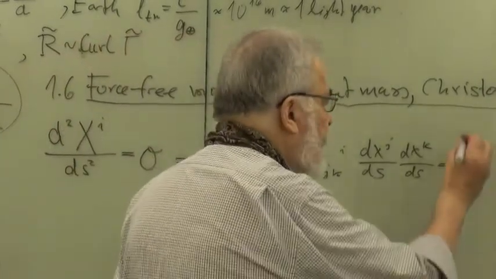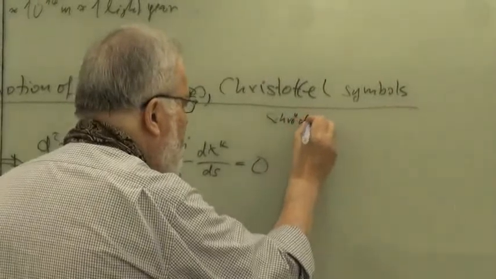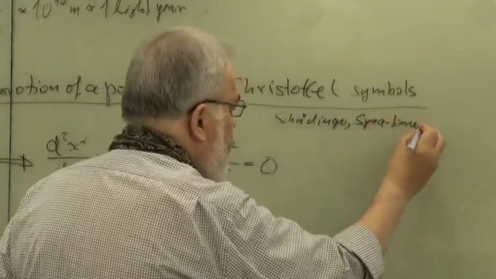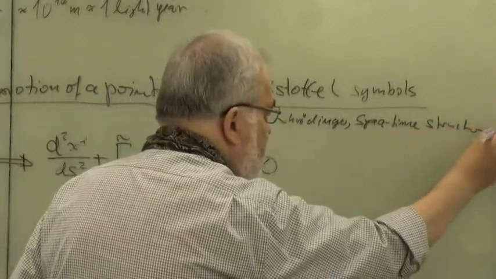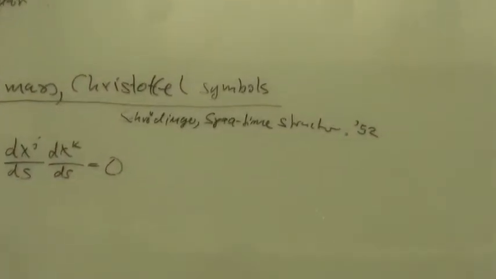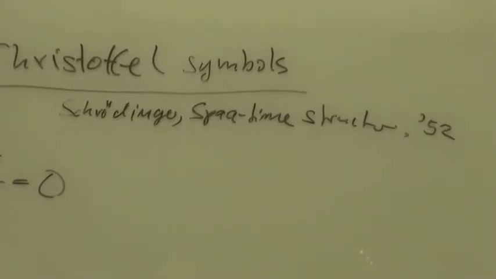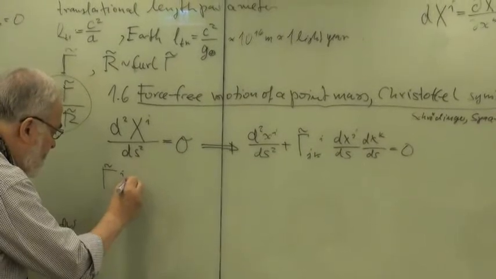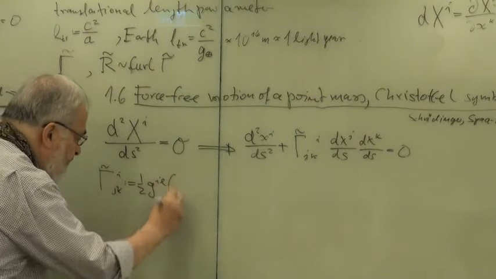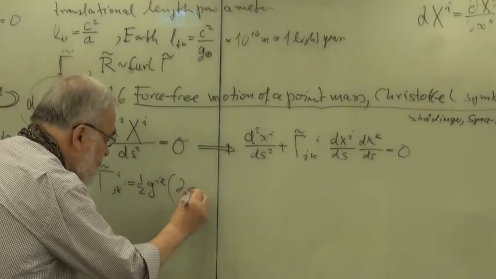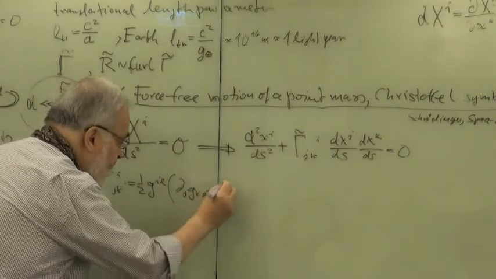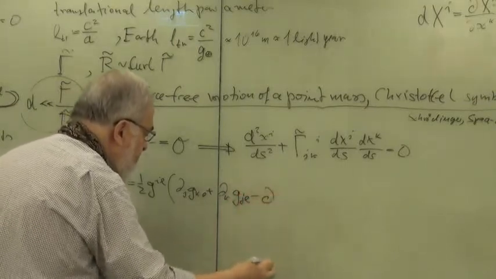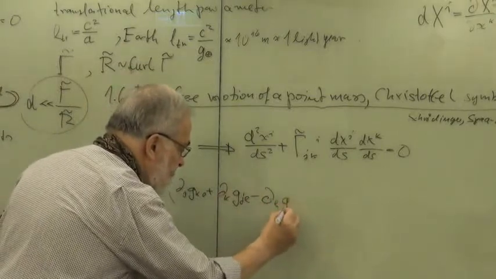A very nice representation of these ideas is given by Schrödinger, in one of my favorite books, Schrödinger's Space-Time Structure. I recommend this to any student who is interested in relativity. You should read this book. Cambridge, 1952 or so. And these Christoffel symbols are now defined just in terms of the derivatives of the metric. How did I define it here? Gamma^i_jk is by definition 1/2 g^il times (partial_j g_kl plus partial_k g_jl minus partial_l g_jk).